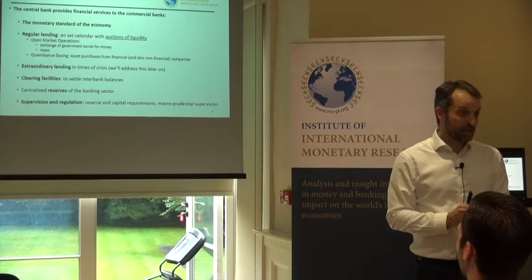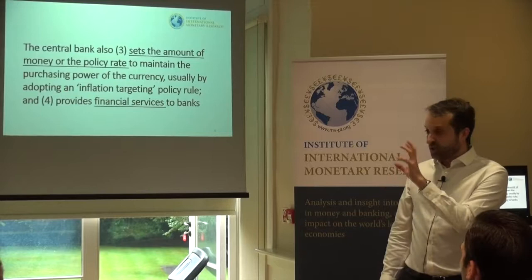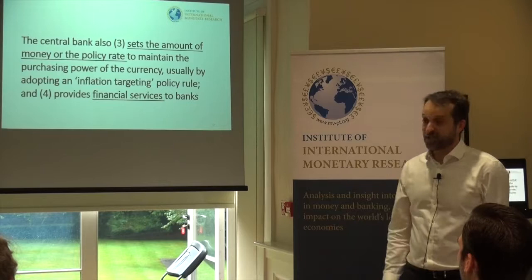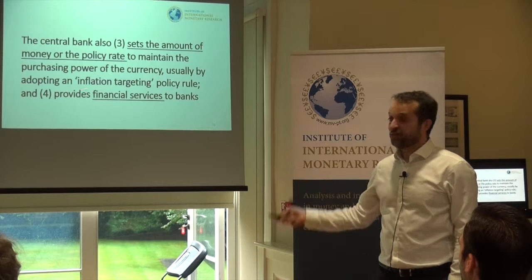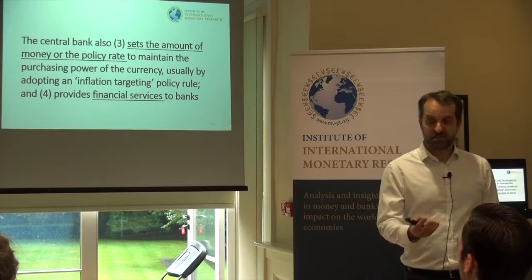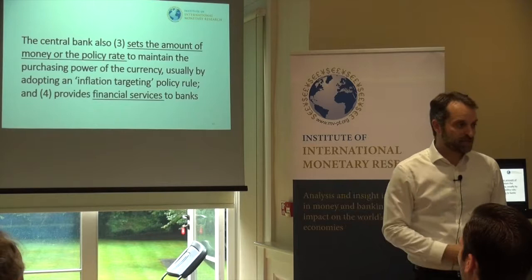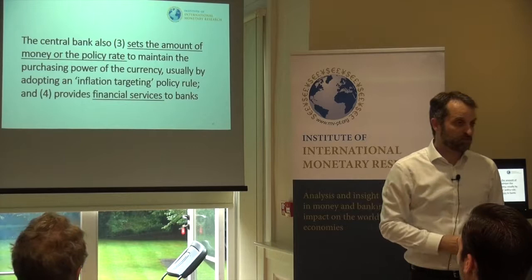So just to summarize, on top of the other two functions that I just mentioned before, the bank of the government also sets the amount of money in circulation or the policy rate to maintain the purchasing power of the currency, usually in our days via adopting an inflation targeting monetary strategy. That's the most common strategy, by which the central bank will be announcing a quantitative definition of inflation: I would like to achieve a 2% inflation or lower by the end of 2020, and this is what I'm going to do in order to achieve that target. That's a brief explanation of inflation targeting.